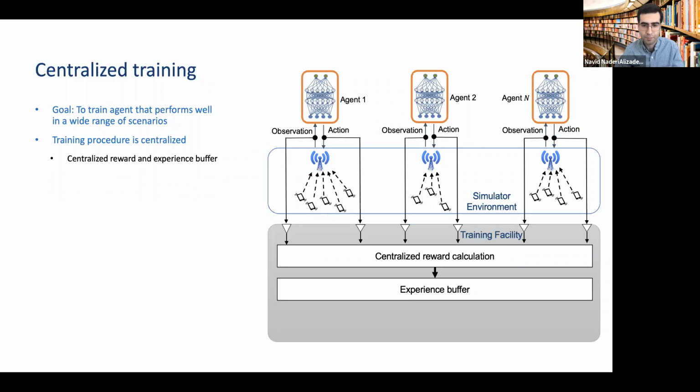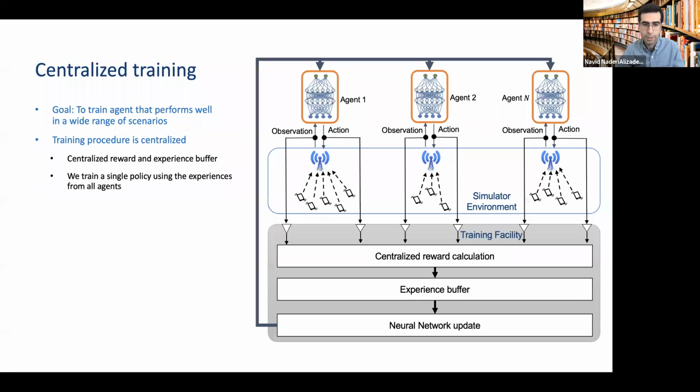And so for that, we do this centralized procedure for training, where we have this centralized experience buffer that I mentioned, which collects the experiences of all the agents across the network. And then, as I mentioned, we again have a single neural network and a single set of weights and biases, or the parameters for the neural network, that we give to all the agents across the network.